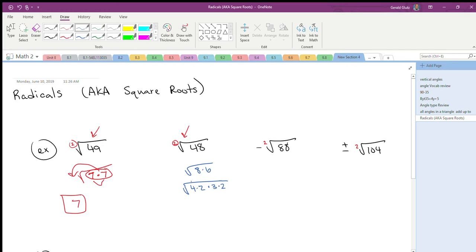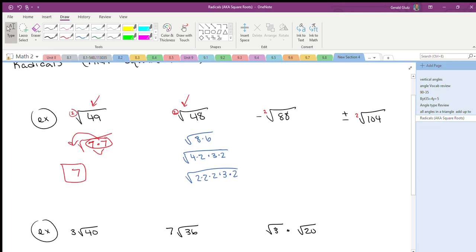So can we break any of these numbers down, or are they all prime? Well, 4 is 2 times 2. So 2 times 2 is 4. And then I'm just going to bring down everything else. So 2 times 3 times 2. So now if you look at all of these numbers, there's nothing else I can break down. They are all prime numbers. The only numbers that go into these are 1 and itself.